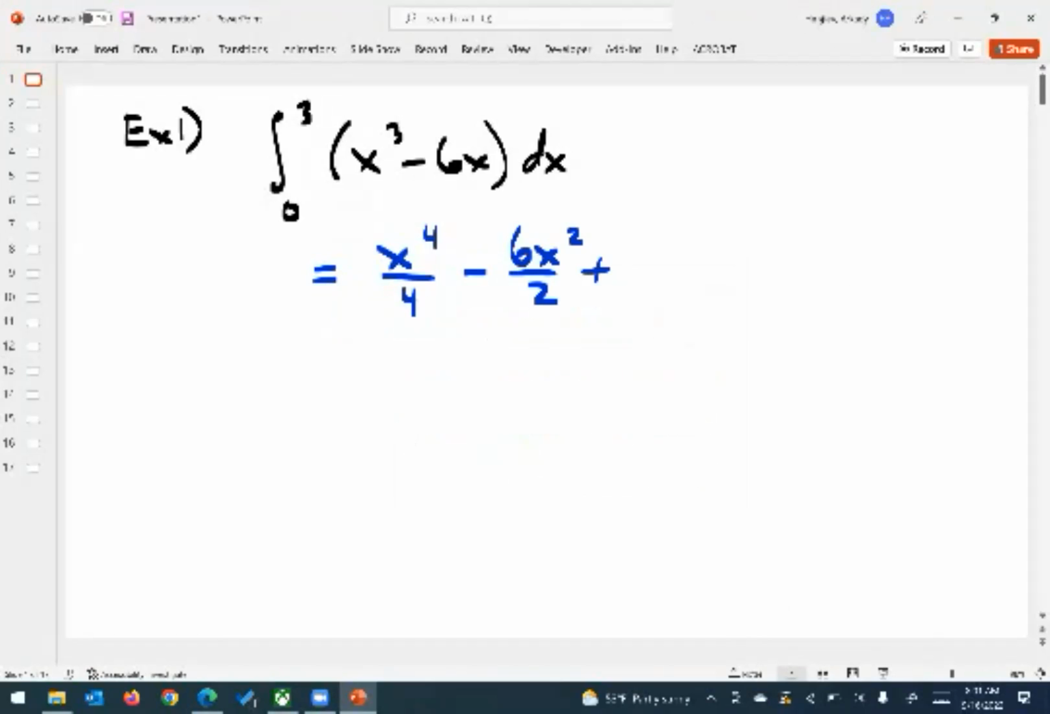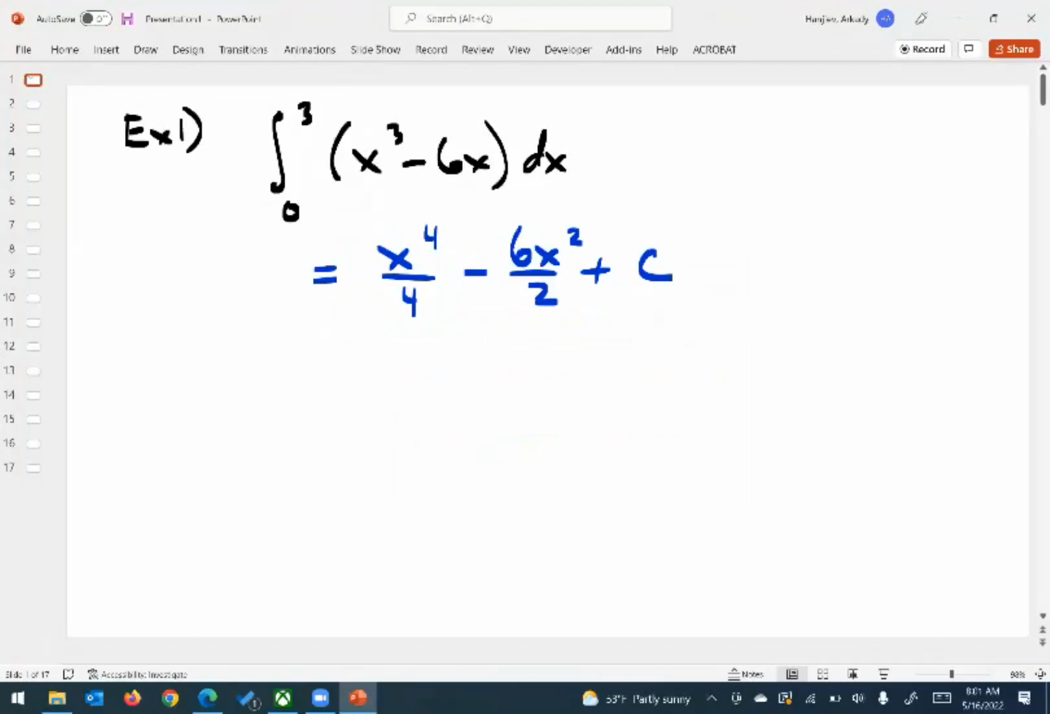So we're going to put a plus C in here because we want to see what happens. And then we're just going to evaluate it from 0 to 3. Okay, put it like that. And your book actually does it like this right here, just the evaluation process. At the end, they don't even do the C.